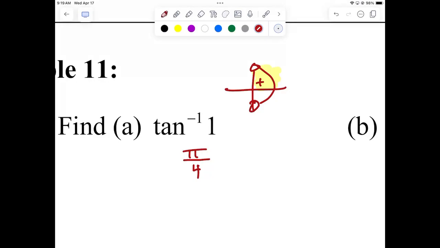So now the follow-up question of that: why then is the inverse tangent of 1 not also 5 pi fourths? Not in the PVR. We restrict it to one answer and one answer only, and we agree upon where that answer is going to live, between negative pi halves and pi halves. Good. Questions on A?